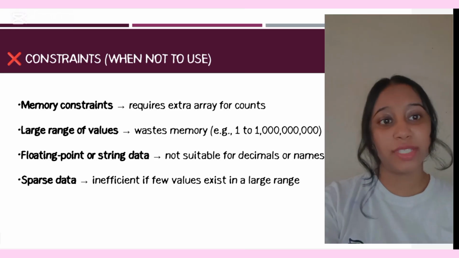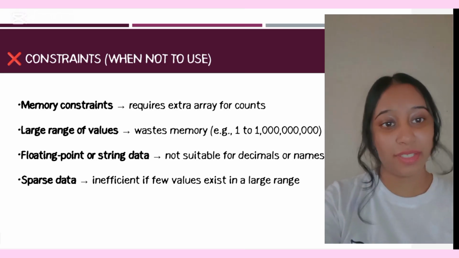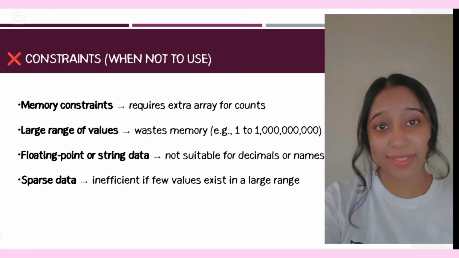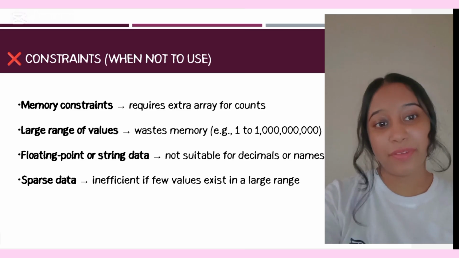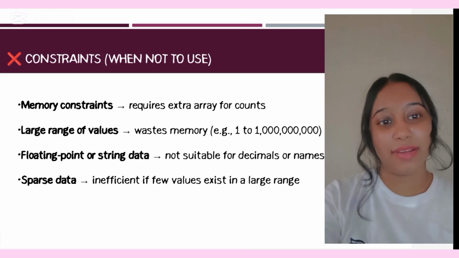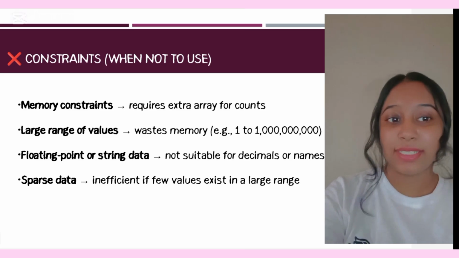To summarize, counting sort is best when the data range is small, values are non-negative integers, speed is important, and stability is required. Avoid counting sort when the range is large, memory is limited, or data is not integer based.